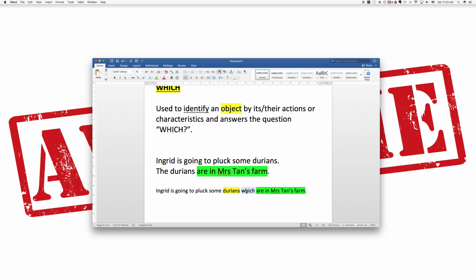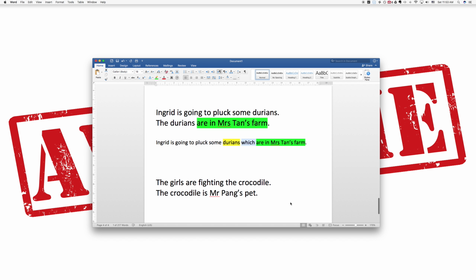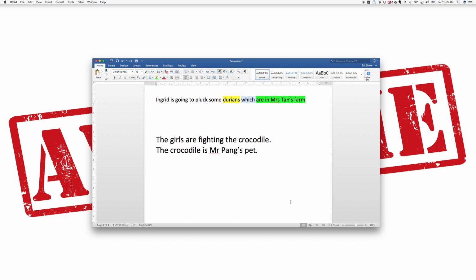Let's take a look at the second example, just to confirm our understanding of this connector. The girls are fighting a crocodile, right? They're fighting the crocodile. And it's not just any crocodile. Which crocodile is it? Yes, that's right. It's Mr. Pang's pet. Oh dear, Mr. Pang has a pet crocodile. So let's go ahead and fill in the stem. The girls are fighting the crocodile, which is Mr. Pang's pet.